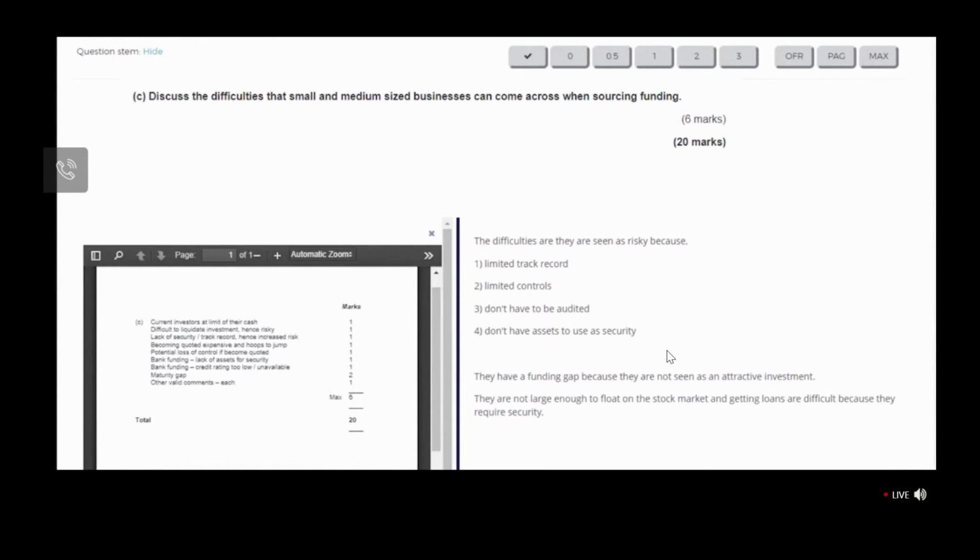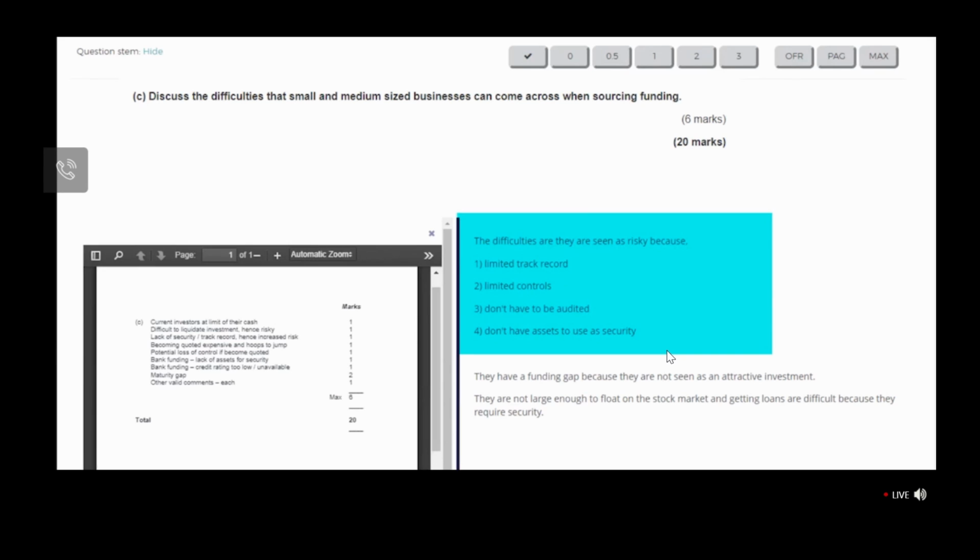Okay, so this is the final part of the student answer. Remember, the question is discuss the difficulties that small and medium-sized businesses can come across when sourcing funding. So you need to discuss the difficulties and answer the question. Now, this student has tried to do that. They've said the difficulties are they are seen as risky. And they've explained in 4 points why they're risky.